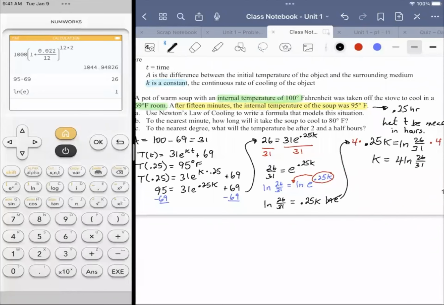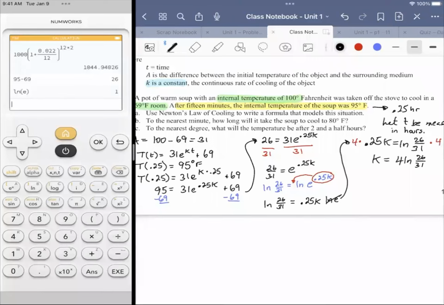We're not going to actually multiply the 4 by the argument, the 26 over 31, because that's contained within a logarithm. So we have to look at those as not like terms. So 4 would just become the coefficient of the natural log.